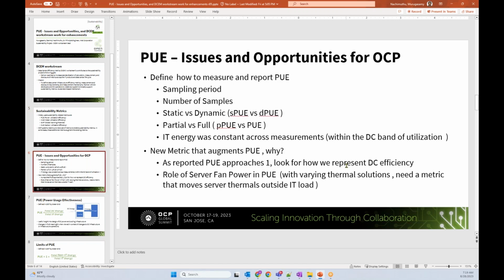And also, I think one of the opportunities we mentioned: sampling period, number of samples, static versus dynamic, partial versus full, IT energy constraints. And do we want to consider fan, and how are you going to deal with immersion cooling, and all these things we really need to spend some time to dive into the details.